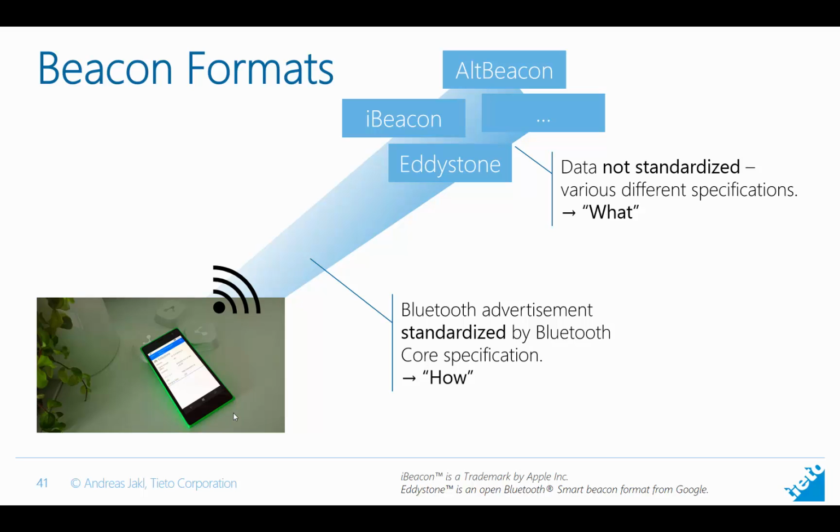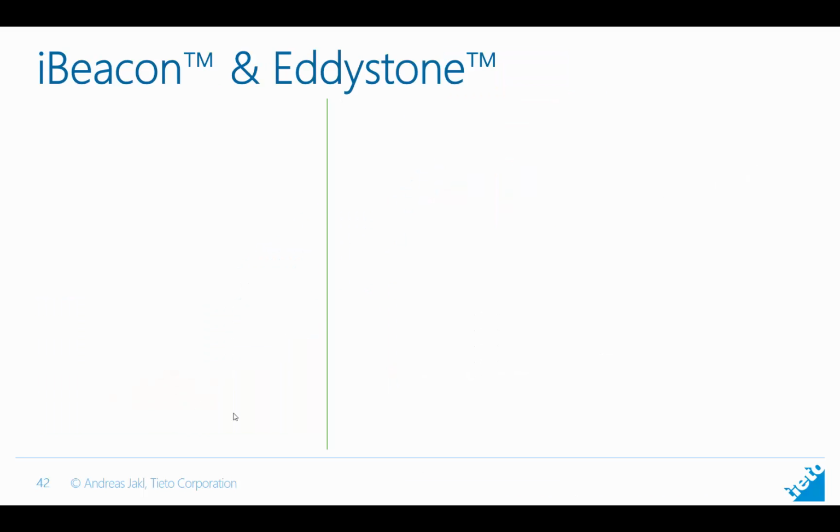So pretty much the first one was Apple with the iBeacon specification. Then came others like AltBeacon, which is an open specification. And recently also Google released an open source specification for Bluetooth beacon advertisements, which is called Eddystone. So what's the difference between iBeacon and Eddystone, and well, what can they do for you?